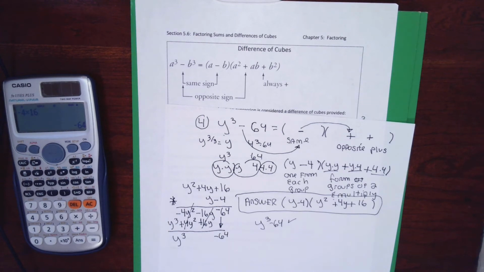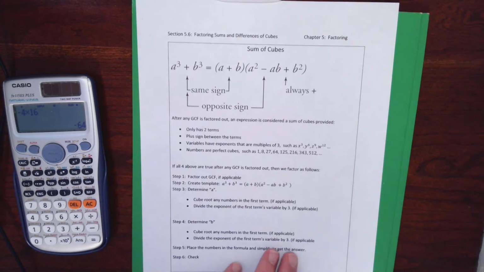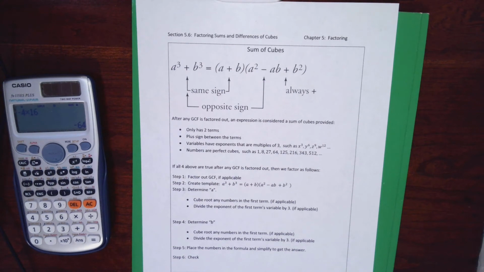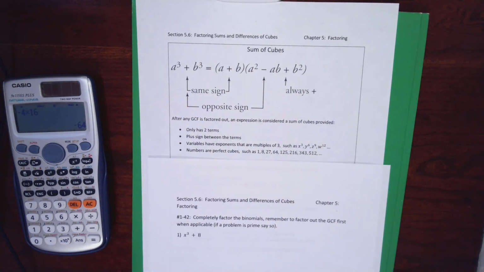So factoring differences of cubes is messy, but after we do 4 or 5 of these, it won't seem so bad. The nice thing about cubes is it doesn't matter if they're a sum of cubes or a difference of cubes. They're both going to factor. And other than the signs that go in the parentheses, they factor exactly the same way.